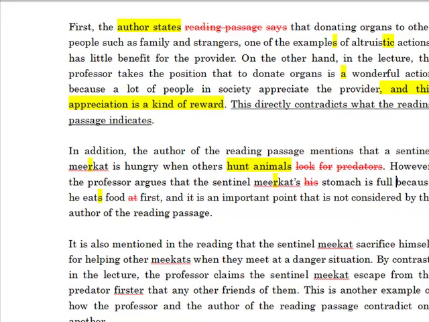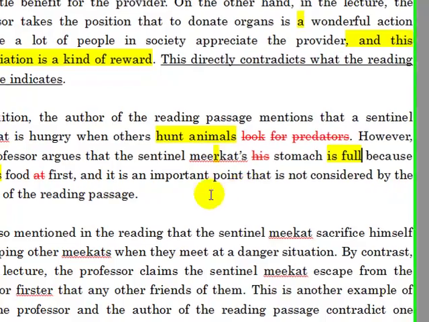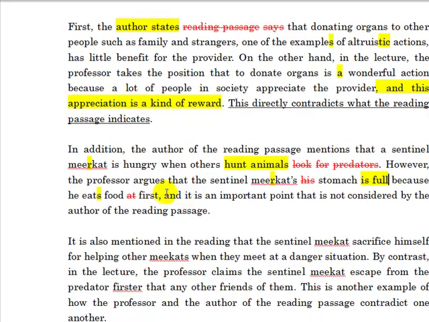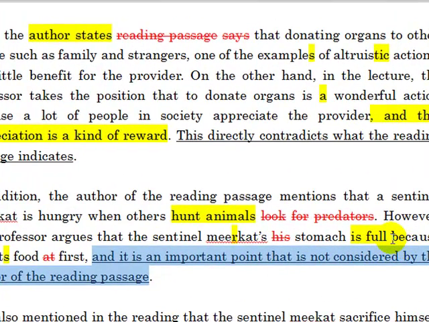Is full because he eats food first, and it is an important point that is not considered by the author of the reading passage. Okay, again, this is good, but you need to make your idea a little clearer. So the meerkat's stomach is full. What does that mean?